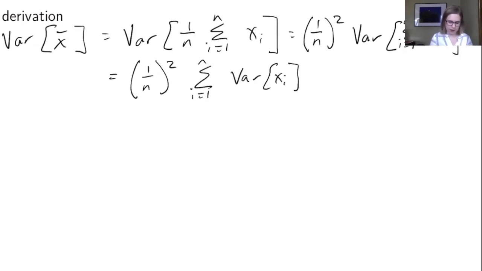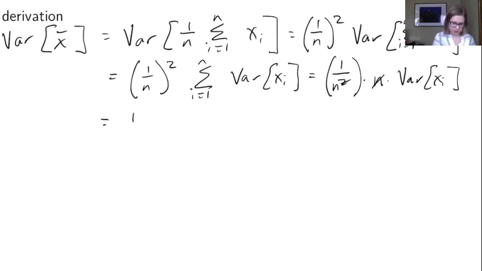The variance of x sub i is going to be the same every time. So we're going to have n times that variance. So I can substitute in n for that summation. So I've got 1 over n squared times n times the variance of x sub i. And one of my n's cancels here. So I've got 1 over n times the variance of x, which we defined as sigma of x squared. And we could write that if we wanted to as sigma of x squared over n, just to make it a little neater.